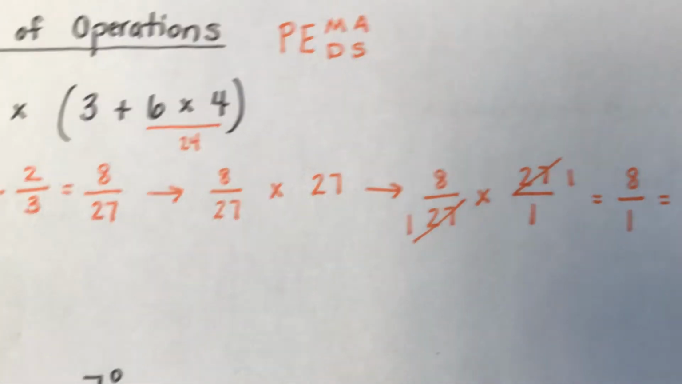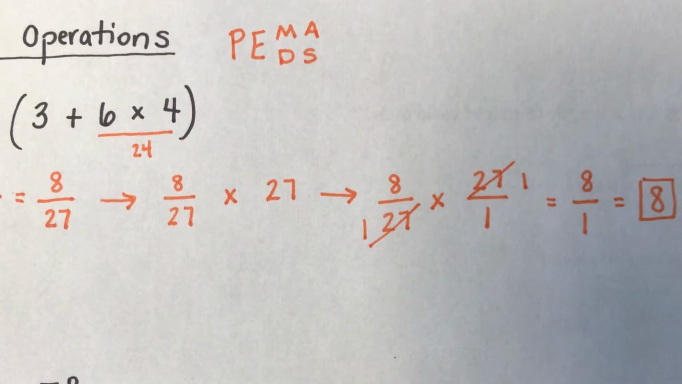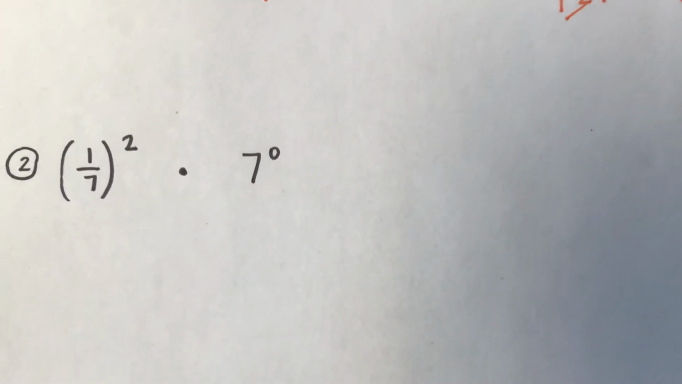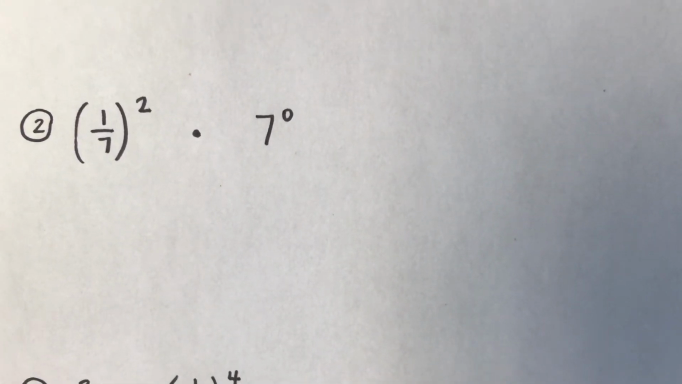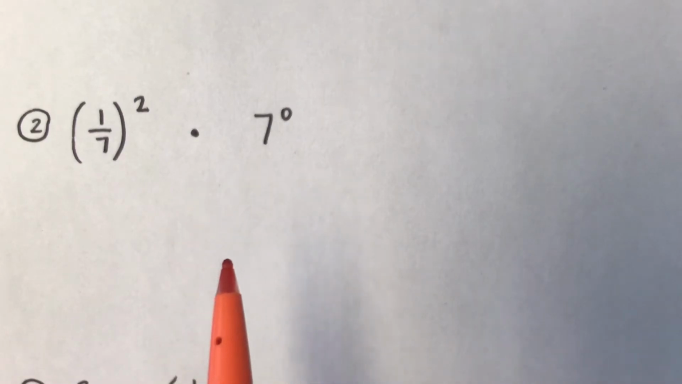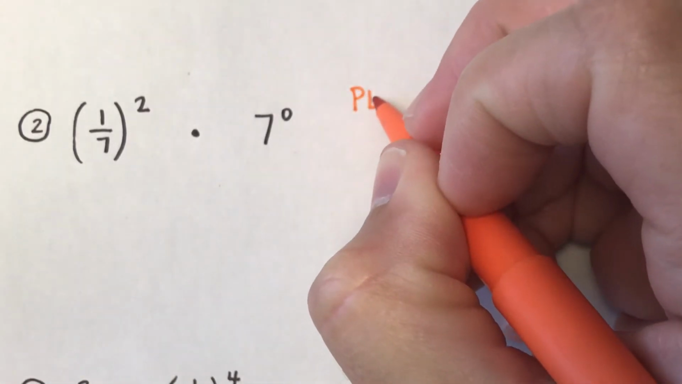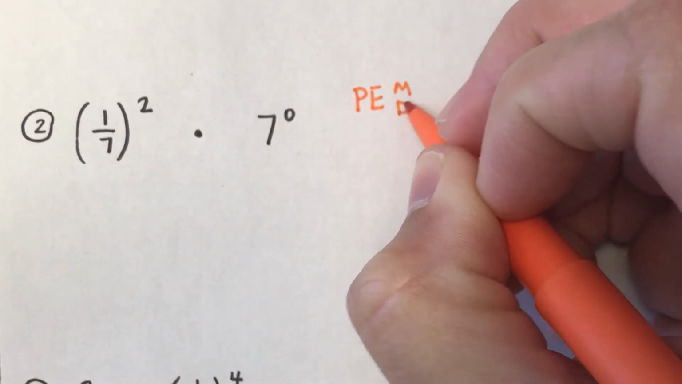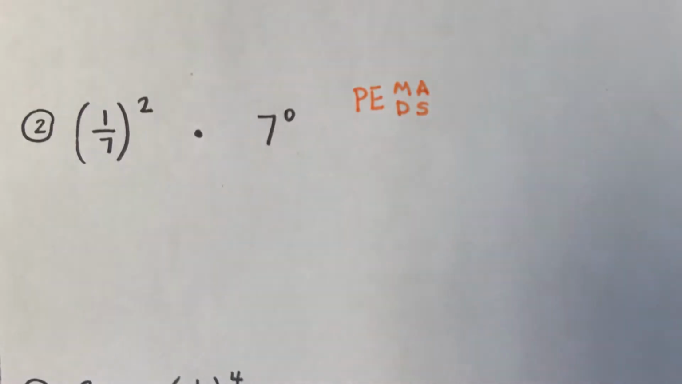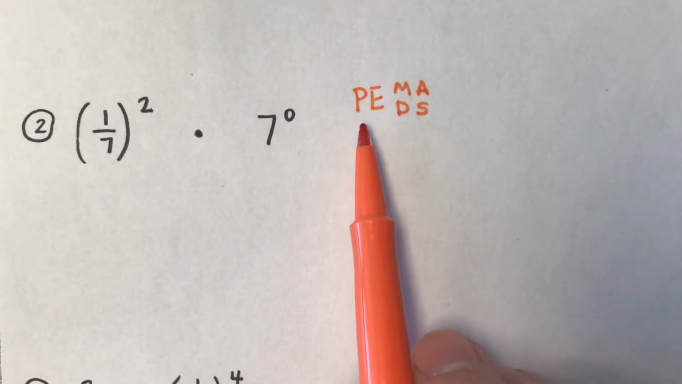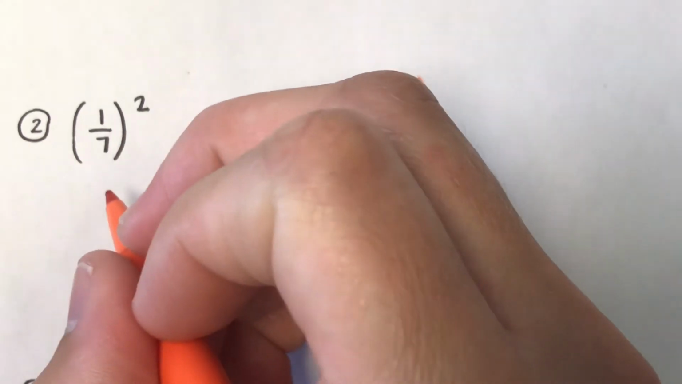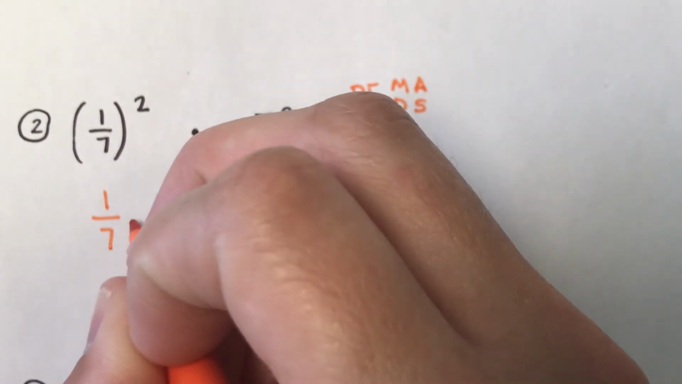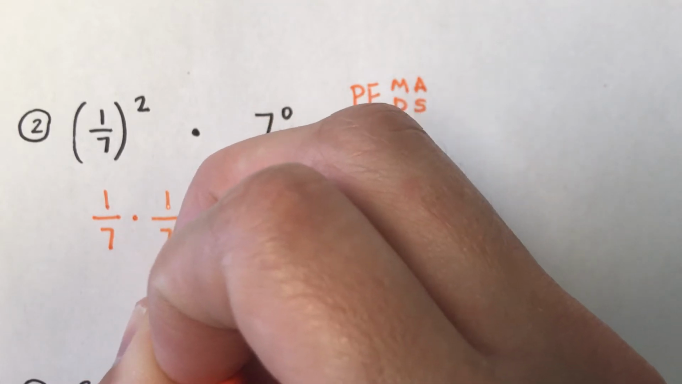All right, let's go down to the next one. This one involves some fractions. All right, 1/7 to the second power times 7 to the 0 power. All right, so PEMDAS again. Let me rewrite it right here so we can look back at it. Okay, I do have parentheses, excuse me. My parentheses are right here, and it also goes with these exponents. So I'm going to do 1/7 times 1/7.